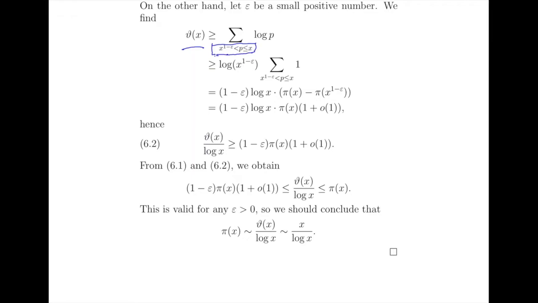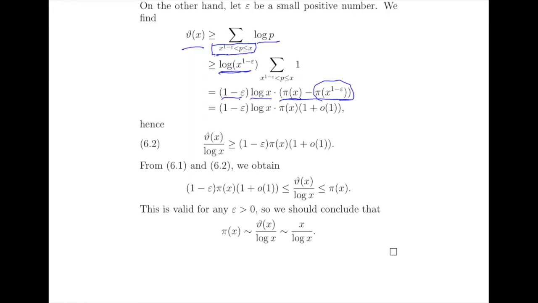But then log p is larger than log of x to the 1 minus epsilon. So we can take out this one. And then therefore we now know that this is equal to 1 minus epsilon times log x times pi x minus pi of x to the 1 minus epsilon. But this is obviously smaller than pi x. Therefore, this part is written by pi x times 1 plus small o 1.